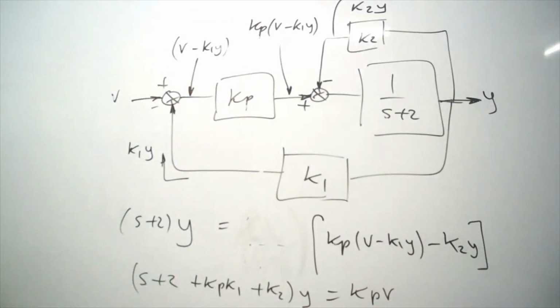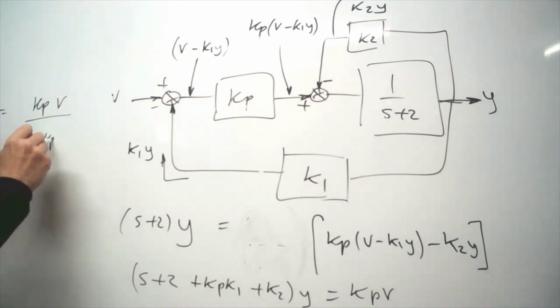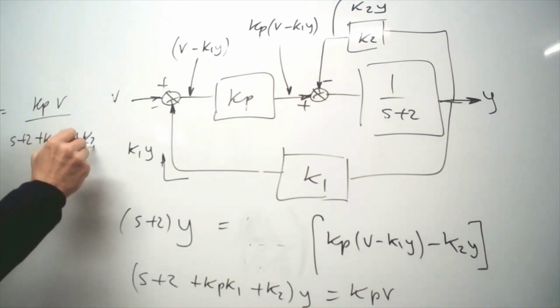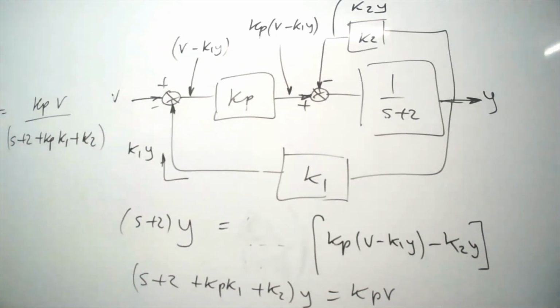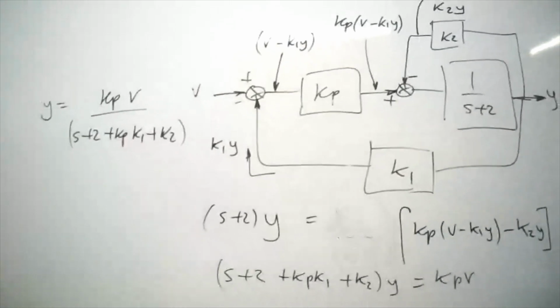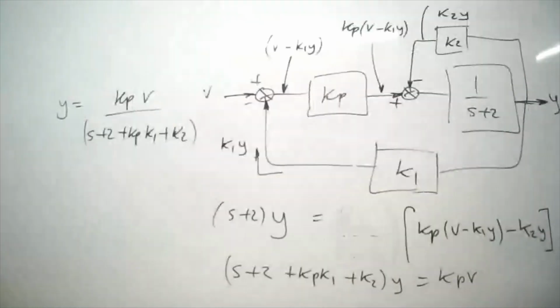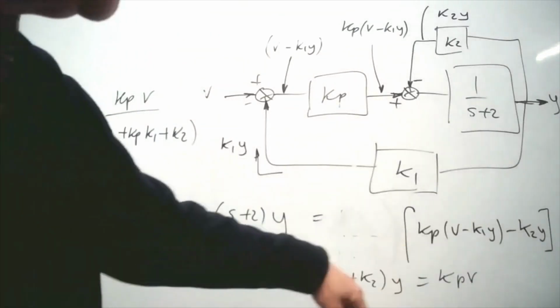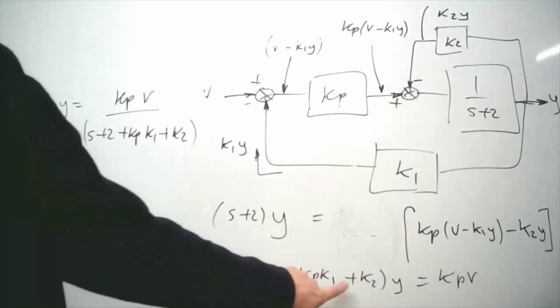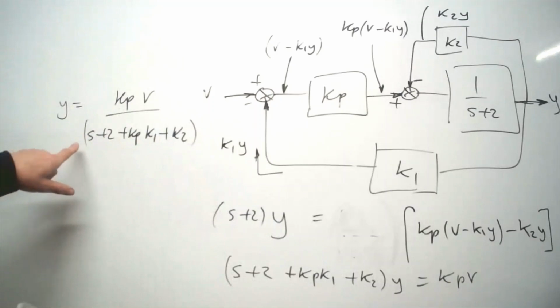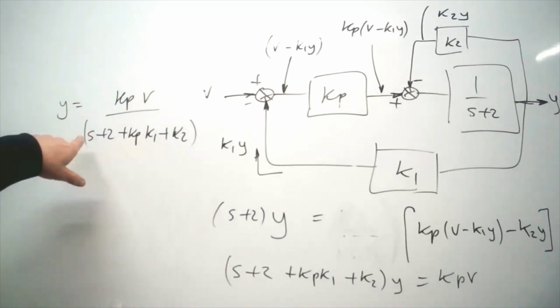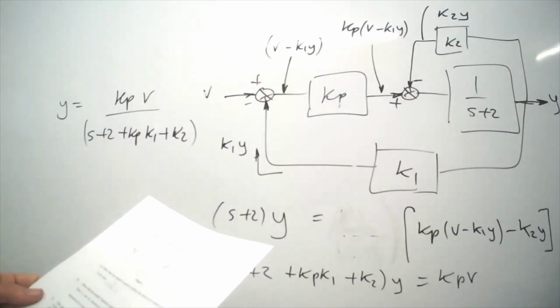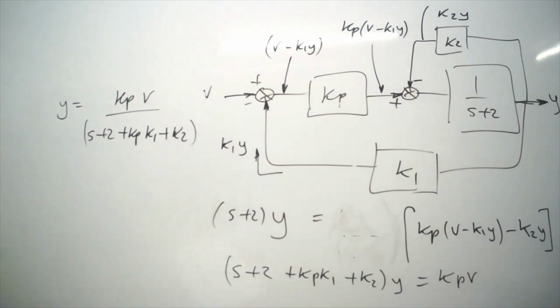kpv. Then the last thing is to move this term here underneath there. So then we get y equals kpv over s plus 2 plus kp k1 plus k2. So I just move this term here underneath there to give me this thing here. So it's kpv over s plus all that stuff there. So that's the answer then. You can see they're not that dissimilar to every year, but they are different.